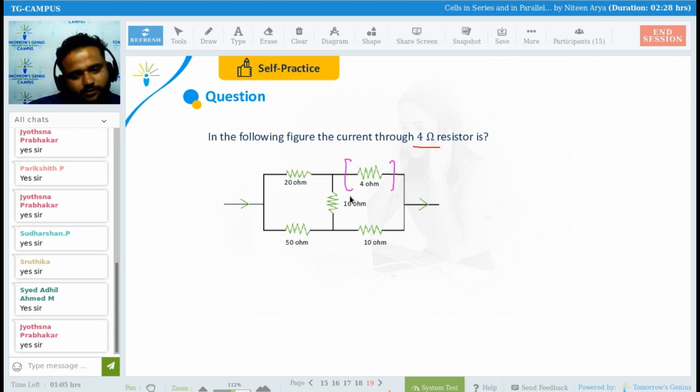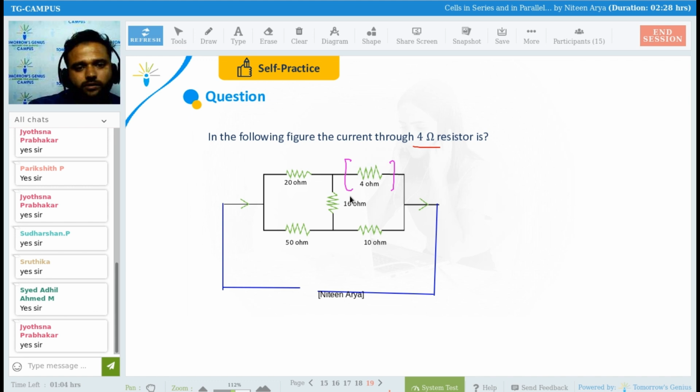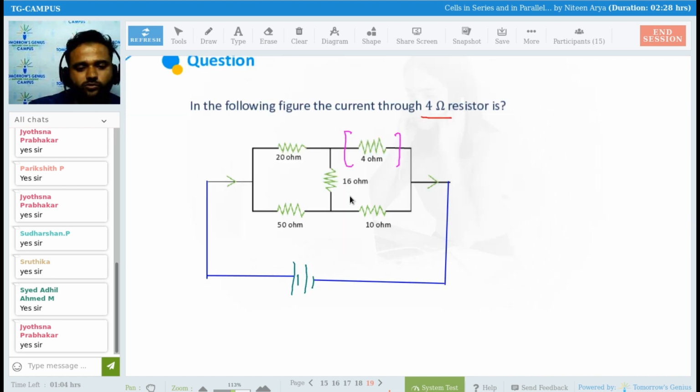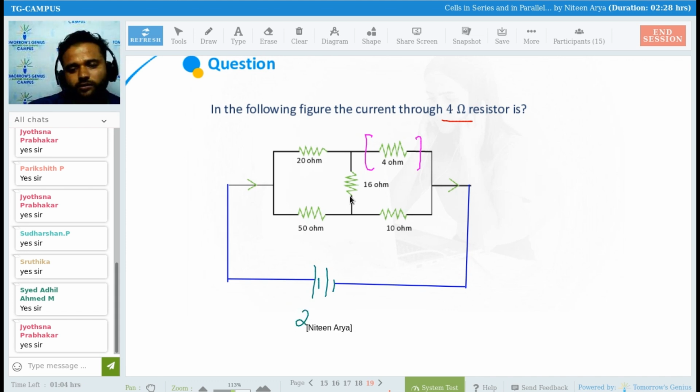Okay, there is a catch in this. See how you're going to find the current for this. One thing is missing here, the potential. Okay, just give me a minute. This one and this one and then this one and then this one. Okay, so this is your battery. So suppose this is of your 2 volt.